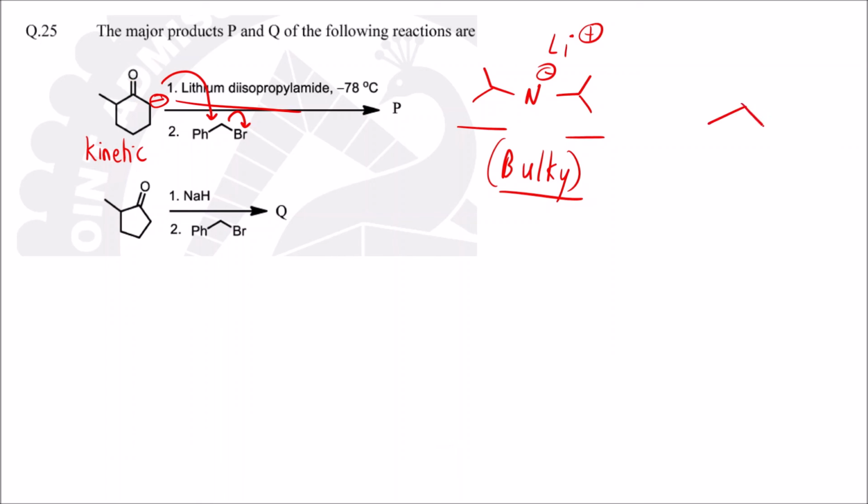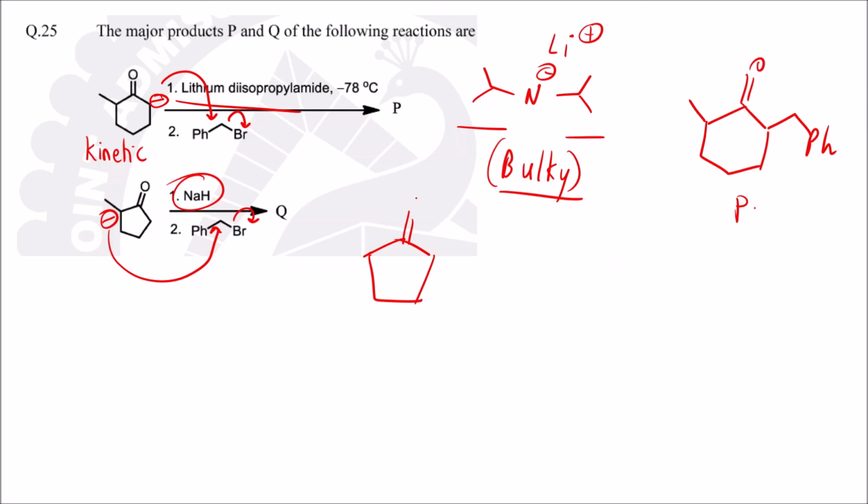So what will be the product? P will be, you will get CH2Ph here. This is P. Now NaH is smaller in size, so it will abstract a proton from this side, and you will form the enolate here. Then this will attack here and you will get the product Q. C double bond O, methyl, and you will get the product like this. This is going to be Q.